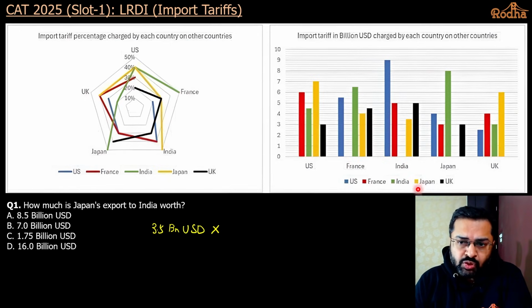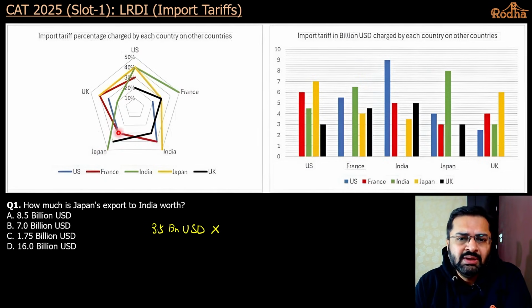Now, this would be some percentage of the total goods or the total imports. What percentage? Now, where do you go? You look at India's import tariff in terms of percentage. So, import tariff percentage. This is India. This is the green bar. And what would you look at? Japan. So, India, green bar, right? And where is Japan? This is Japan. So, how much is this?